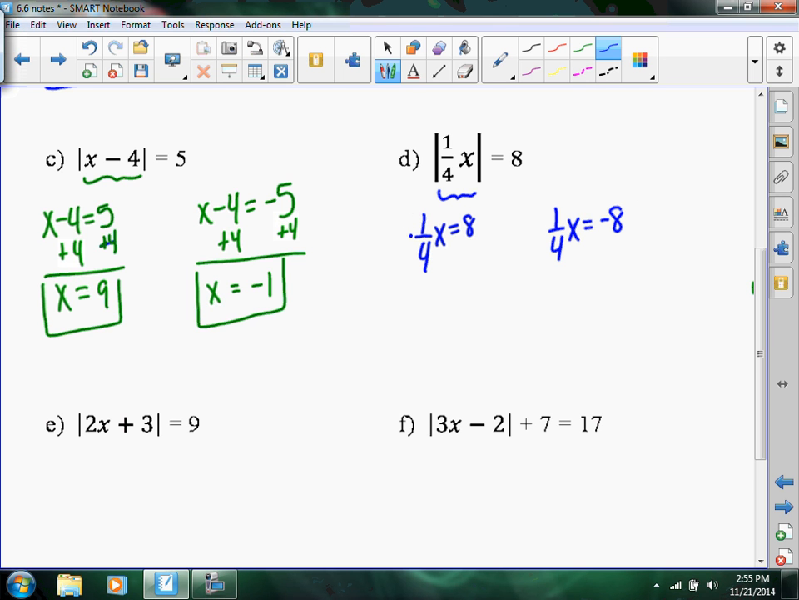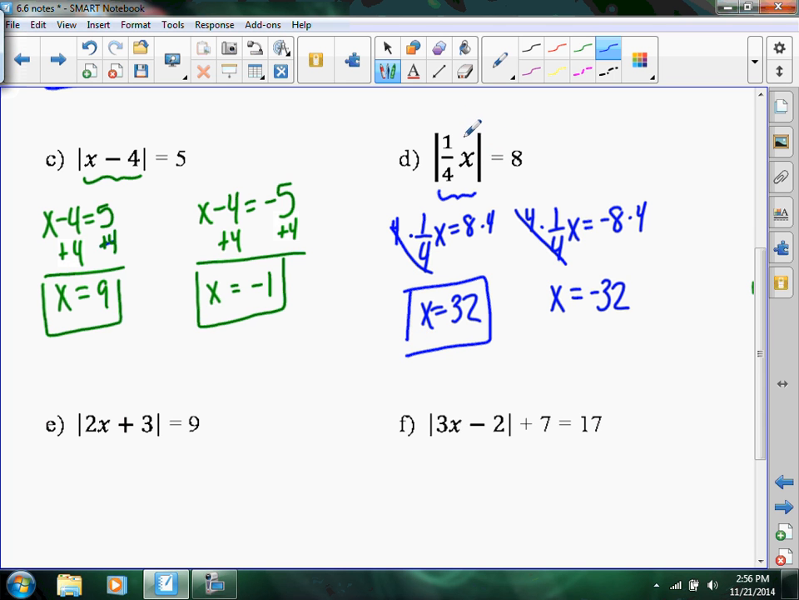And then to solve for the x, I'm going to multiply both sides by 4. So x equals 32. And then x equals a -32. Now I want to check them. If I took 32 and substitute it back in for the x, 1/4 of 32 is 8, and the absolute value of 8 is 8. So that's a true solution there. -32, 1/4 of -32 is -8, and the absolute value of that is +8. So that solution works as well.